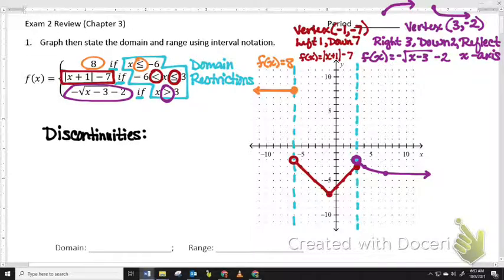Where do we have discontinuities? Yes, sir. We have 2 jump discontinuities. Yes. We have 2 jump discontinuities at what x values? Negative 6 and positive 3. -6 and +3.